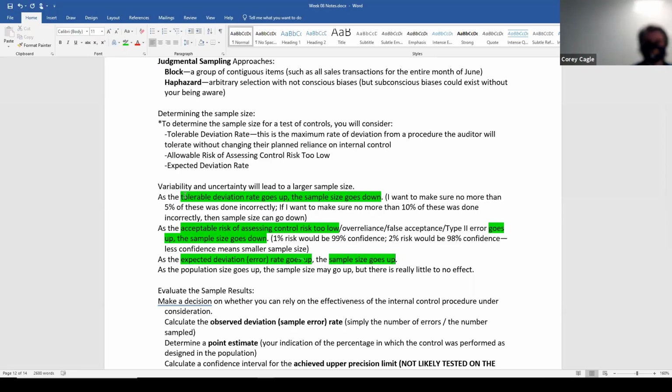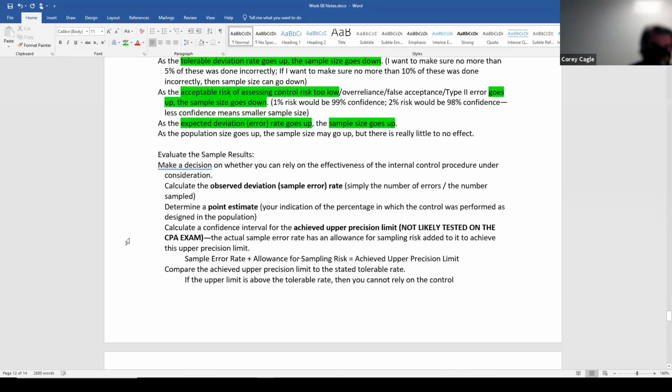Population really doesn't have an effect so much. As the whole population size goes up, your sample size might go up, but there's really not a whole lot of effect on your sample size. If this population is huge and that population is half of that, it doesn't really affect your sample size so much. So that's not as big a deal. So there you go. All good stuff to know, a little bit difficult.